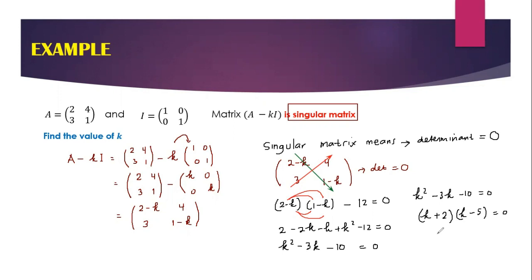So now we divide into two parts. k plus 2 equals 0, or k minus 5 equals 0, right? So k equals minus 2, or k equals 5. Clear, everyone? So the value of k is minus 2, or k is 5. That's very easy, right? Singular matrix and identity matrix.